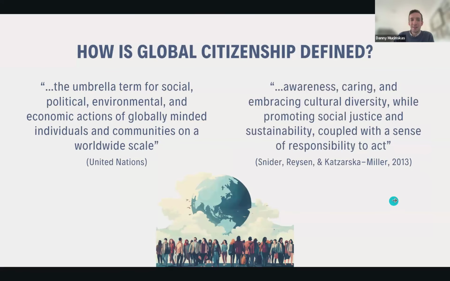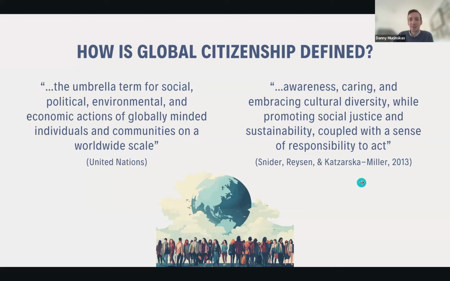Global citizenship, when we looked in the literature, is defined in a few different ways, and these are just two of the definitions that are out there that I thought would be particularly representative or helpful. The UN defines global citizenship as, quote, the umbrella term for social, political, environmental, and economic actions of globally minded individuals and communities on a worldwide scale. And then you have this article from the academic literature saying that global citizenship involves awareness, caring, and embracing cultural diversity while promoting social justice and sustainability, coupled with a sense of responsibility to act.